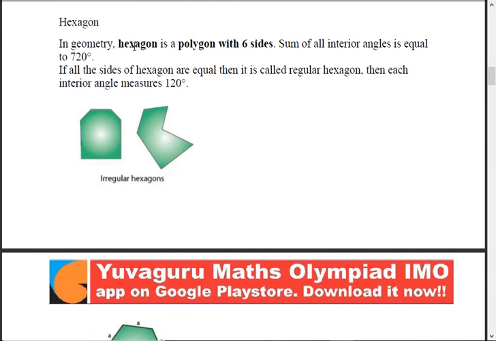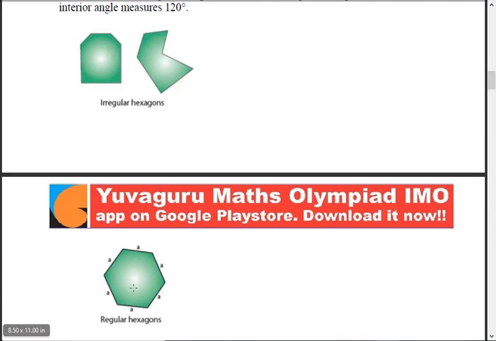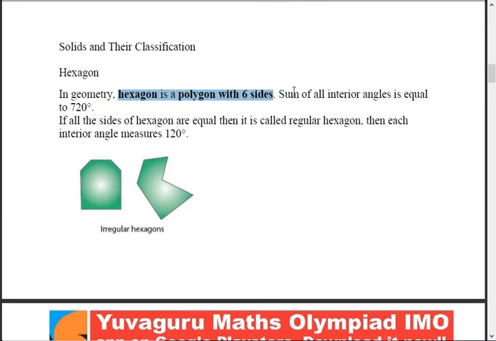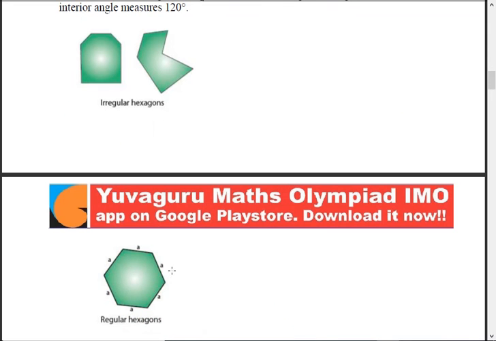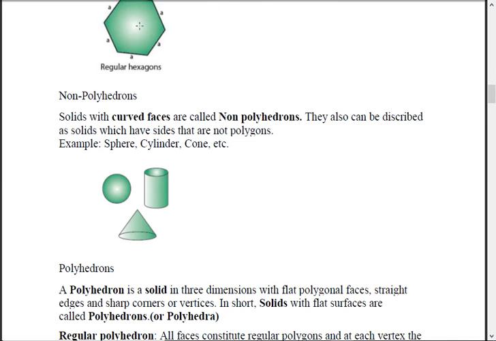Now what is a hexagon? Hexagon means a polygon with 6 sides. Remember, this is a hexagon. Okay, and this is also a hexagon, but this is called as regular hexagon because why? All the sides are equal. Okay, so sum of all interior angles is equal to 720 degrees. If all the sides of a hexagon are equal, it's called as a regular hexagon. Then each interior angle is 120 degrees. This 120 degrees. We also have a formula for this exterior angle. Okay, we have covered that in practical videos.